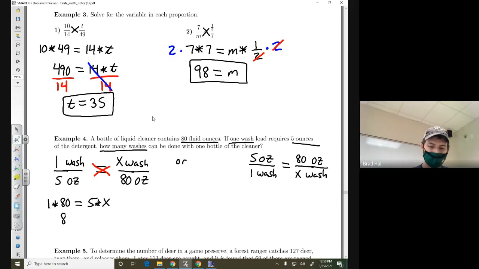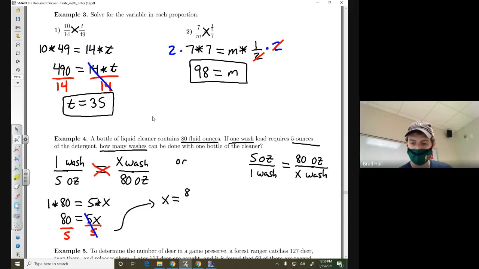We can just clean that up ever so slightly, and simply divide both sides by 5 to get x by itself. Divide by 5, divide by 5. x is equal to 80 divided by 5, which is 16.